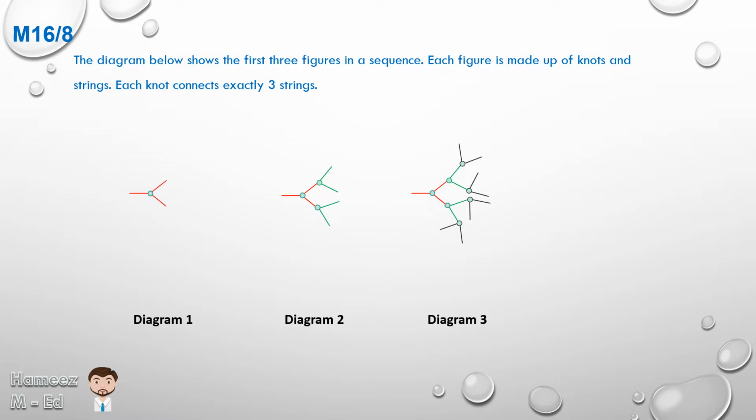And how many nuts? 1 with the red, 2 with the green, and 4 more. So that's 7 nuts. Part A. Draw figure 4 of the sequence.